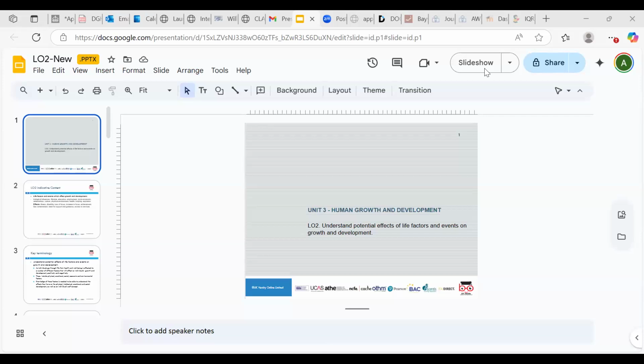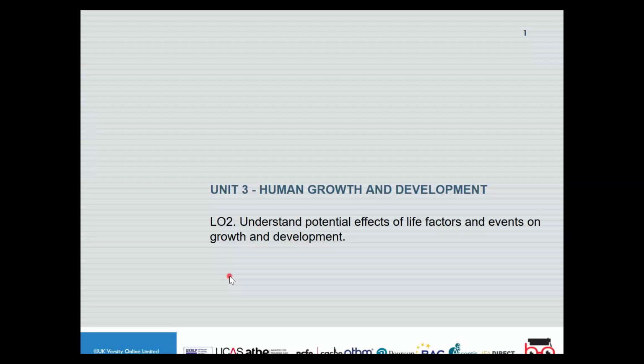This learning outcome is related to understanding the potential impacts or effects of life factors and events on growth and development. Again, we are talking about how these different life factors impact any person's growth and development. So what do we mean by life factors?